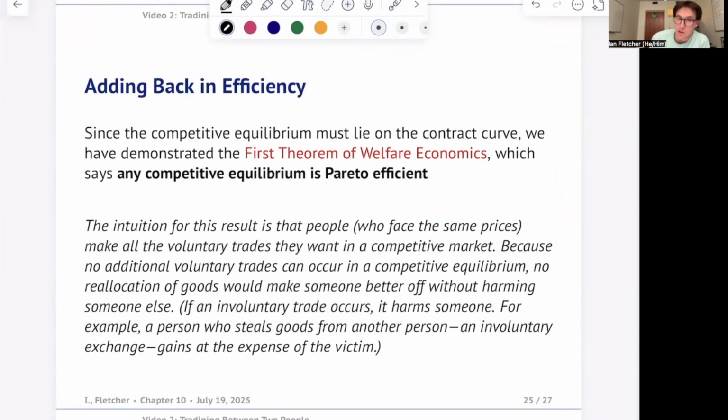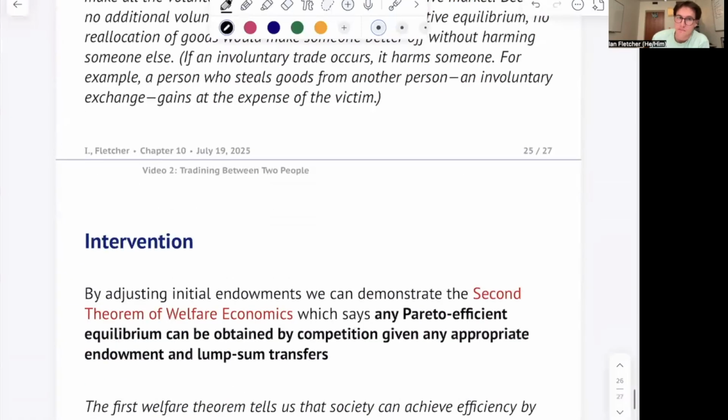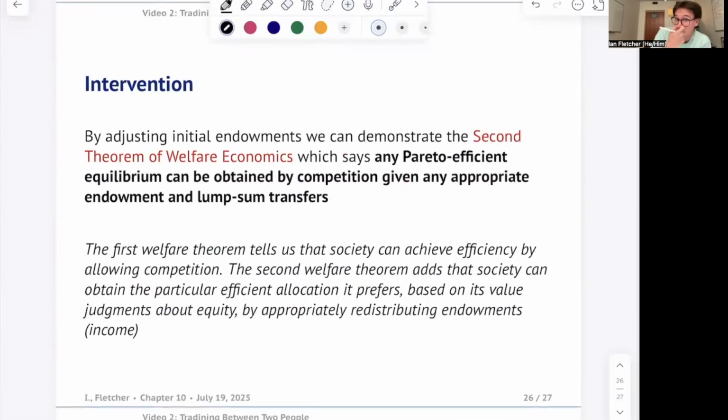So the intuition for this result is that people who face the same prices make all voluntary trades they want in a competitive market because no additional voluntary trades can occur in a competitive market. So no reallocation of goods would make someone better off without harming someone else. So in other words, if an involuntary trade occurs, it will harm someone. For example, a person who steals from another person is an involuntary exchange and it gains at the expense of the victim. There's also these things called intervention that we can jump into.